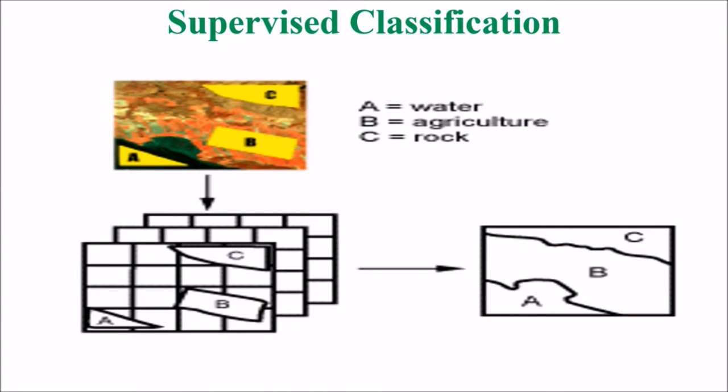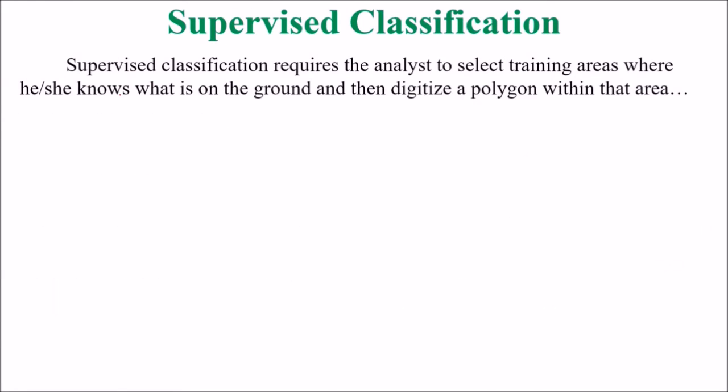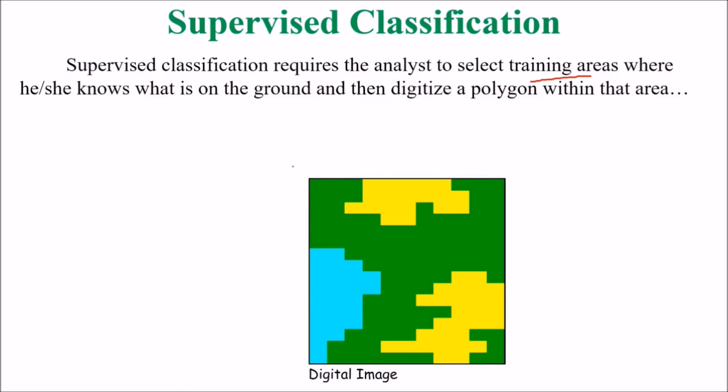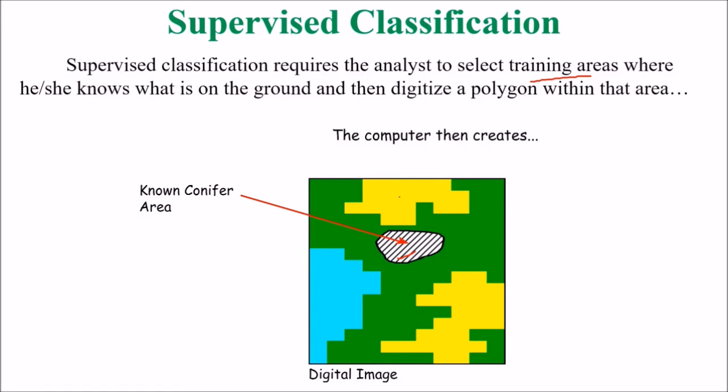So, for example, say you have chosen a region of interest, a small region of interest, or the training sample. You say this is rock, this is my water area, this is the agriculture area. And when you combine this, you say these three classes will be given to you. So supervised classification requires the analyst to select training areas or training sets where you know what is on the ground, a priori knowledge, and then digitize a polygon within that area. So you know that conifer area here. So what you do, you take that particular part.